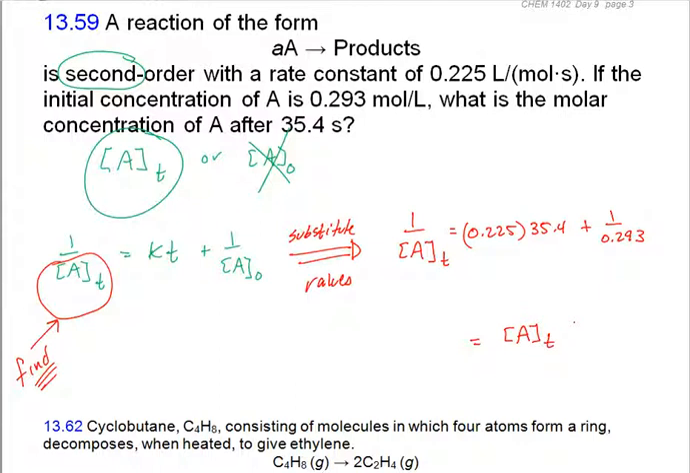Monica, what'd you get? 0.878. Anybody else get 0.878? Let's try it. 0.225 times 35.4 plus 1 divided by 0.293, and then flip it. Did you get 0.0878? Yeah, 0.0878. Or 0.088 or something. You didn't get that, Jonathan?